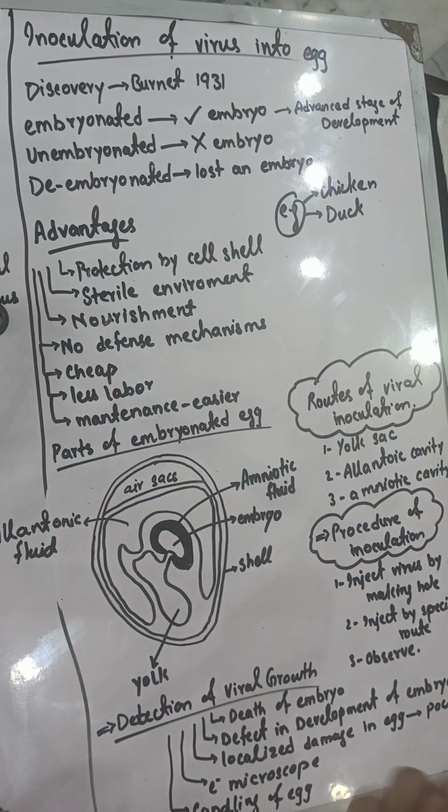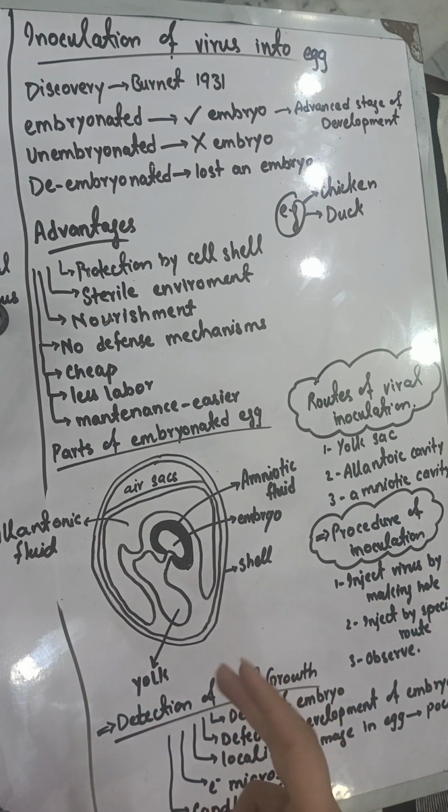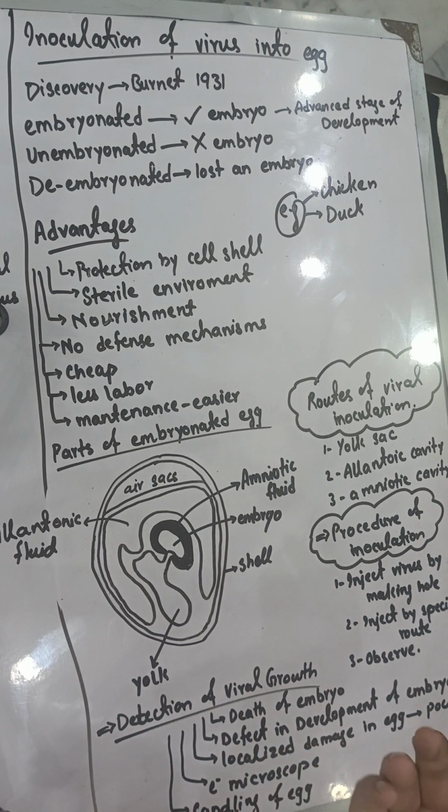Now the embryonated egg is very important because it contains all kinds of nourishment, a sterilized environment, and it is also protected by a shell, so therefore it is very useful for this purpose.